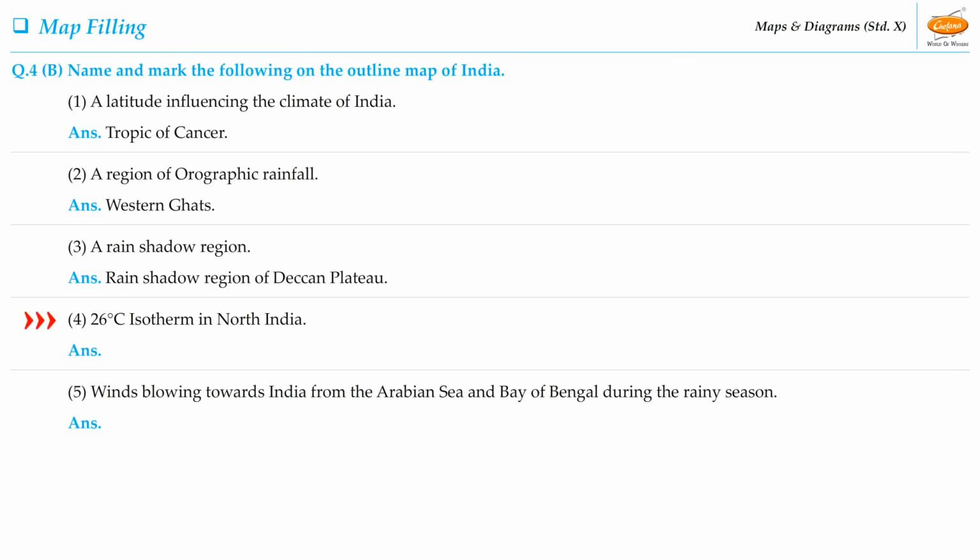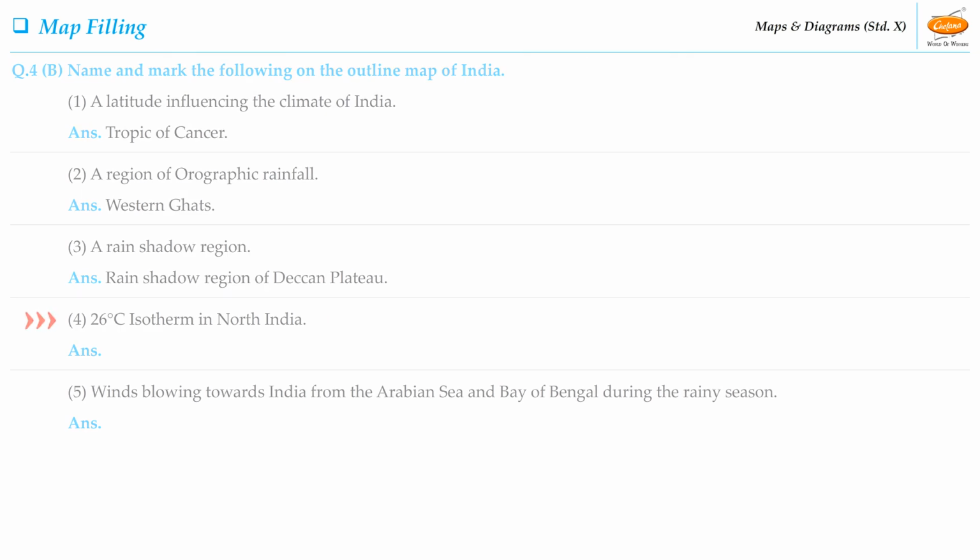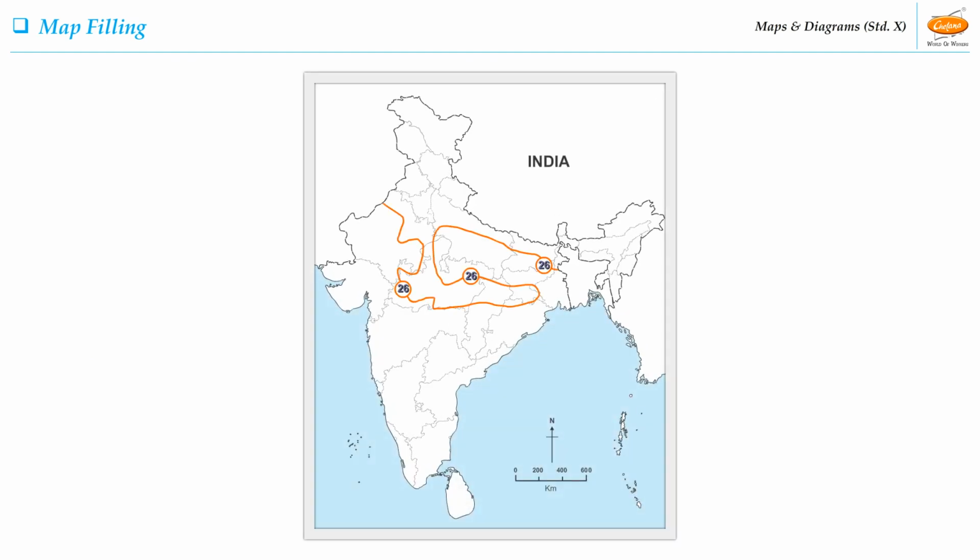Let's study the fourth question of this activity. Mark 26 degrees Celsius isotherm in North India. Students, observe the lines on the map which highlight the 26 degrees Celsius isotherm in North India.